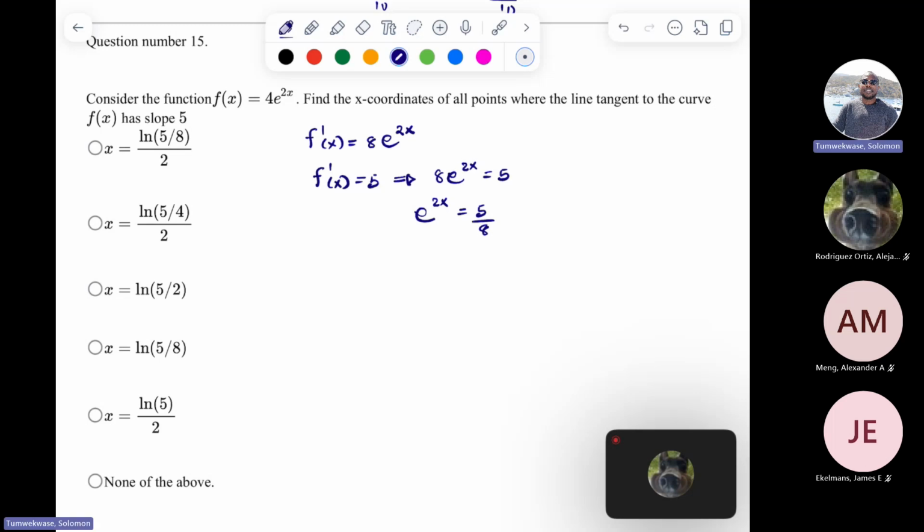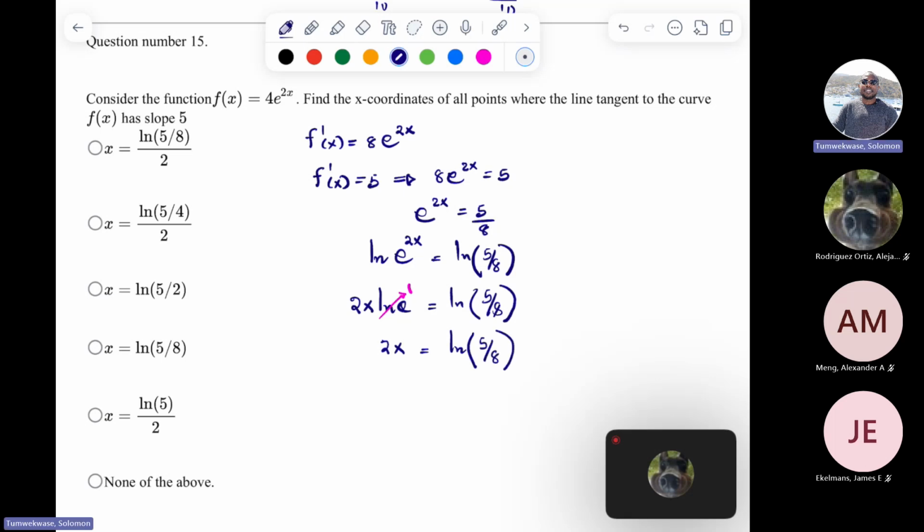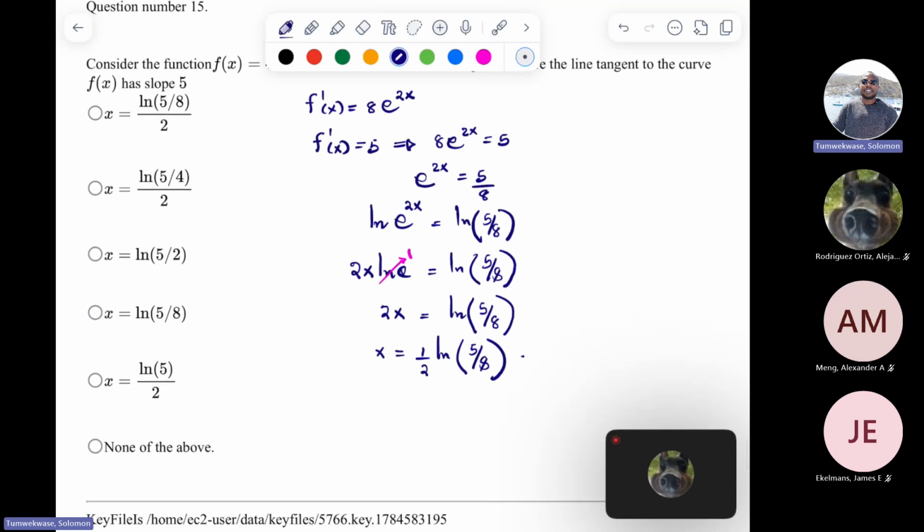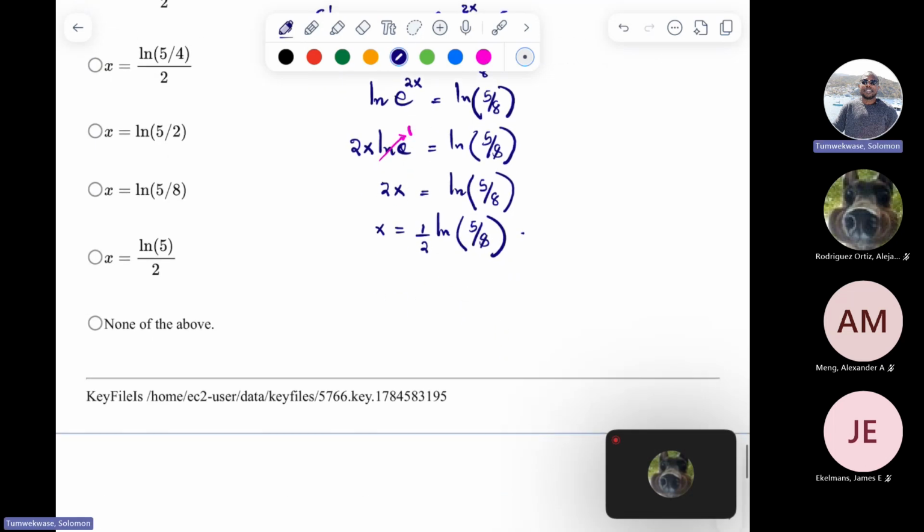And when I take natural log both sides, I'll have natural log of e to the 2x is equal to natural log of 5 over 8. By rules of logarithms, once again, the 2x can drop natural log of e. This is natural log of 5 over 8. Like I said, natural log of e is log e of e, which is 1. So we have 2x is equal to natural log of 5 over 8. And therefore x is, when I divide both sides by 2, 1/2 natural log of 5 over 8. And here they are writing it just like the whole of natural log, then divide by 2. Okay.